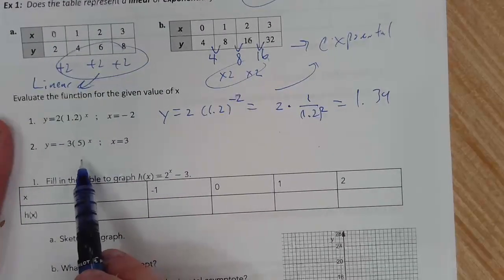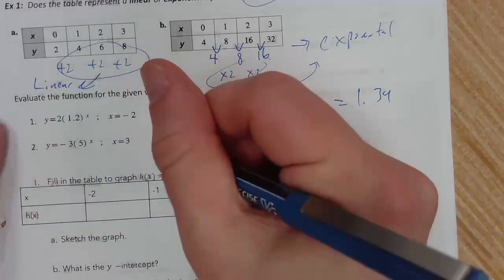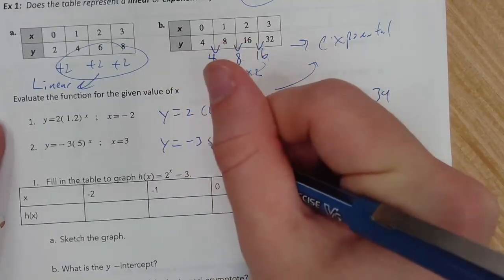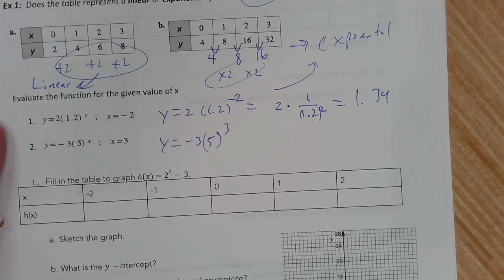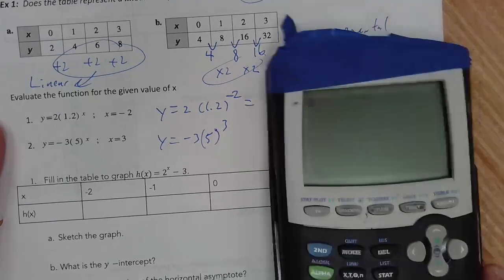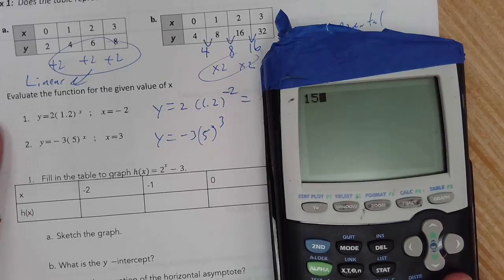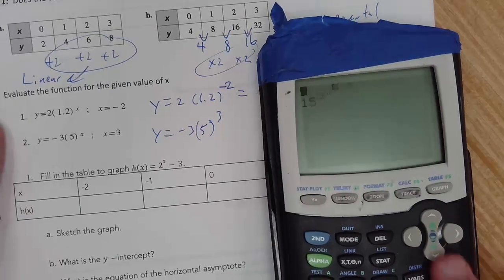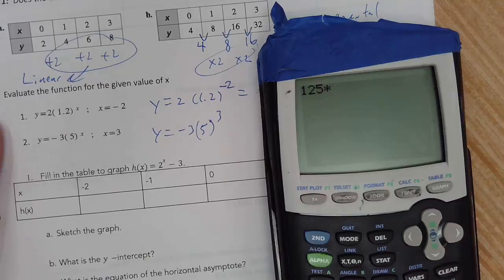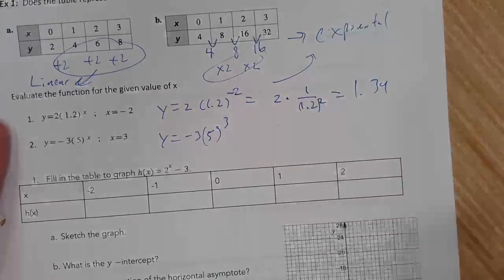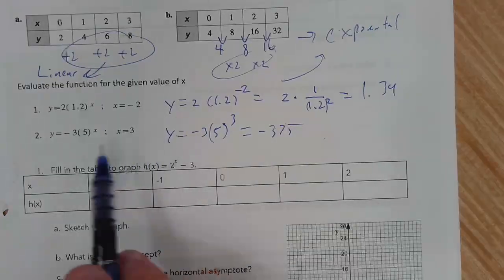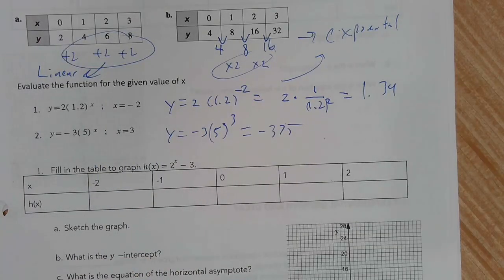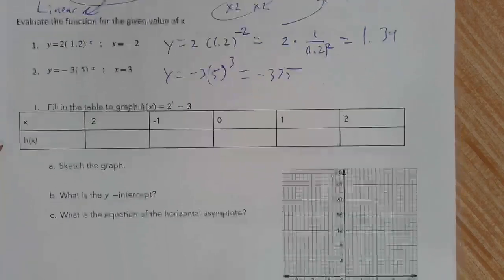Down here, this is something we can evaluate. This is y equals negative 3 times 5 to the third. 5 to the third is 5 times 5 times 5. What's that? 5 times 5 times 5 is 125. Then times that by negative 3. We're getting into some bigger numbers here. 125 times negative 3 is negative 375. Okay. All right, that's it though. You're plugging it in. The exponent is raising to that variable. We're nearly done here, guys.